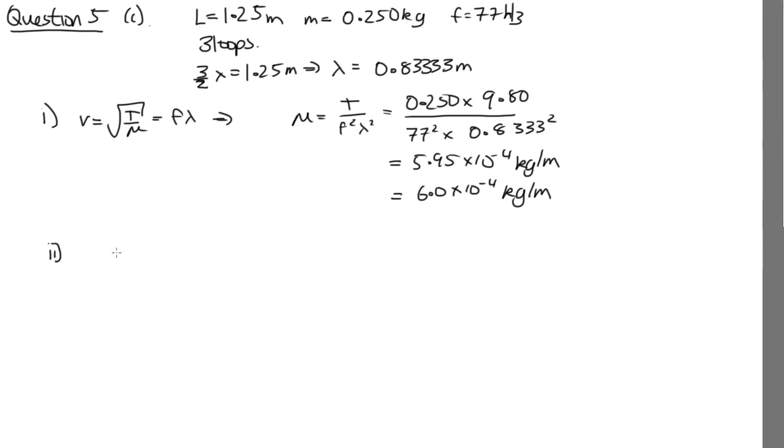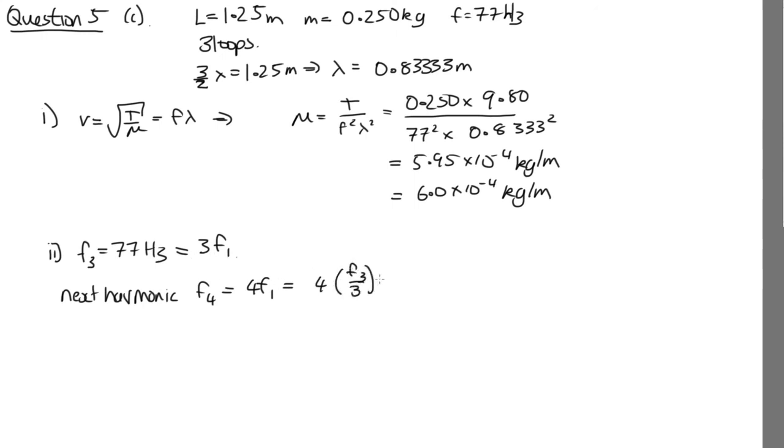Okay, now part 2 then says what frequency will the frequency generator need to be set to in order to observe the next harmonic. Okay, there's a number of ways that we could do this. We could work out the wavelength for the next harmonic. Another way to do it is to realize that at the moment it's the third harmonic, and that's 77 hertz. And that is equal to 3 times the first harmonic. The next harmonic will be the fourth harmonic, and that will be 4 times F1. So that is equal to 4 times F3 on 3, which is 4 times 77 on 3. And then solving that on the calculator, we get 103 hertz, but 77 is only to 2 significant figures. So this is equal to 100 hertz, and that's to 2 significant figures.